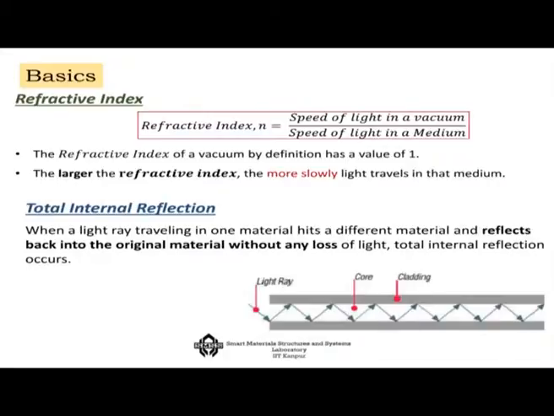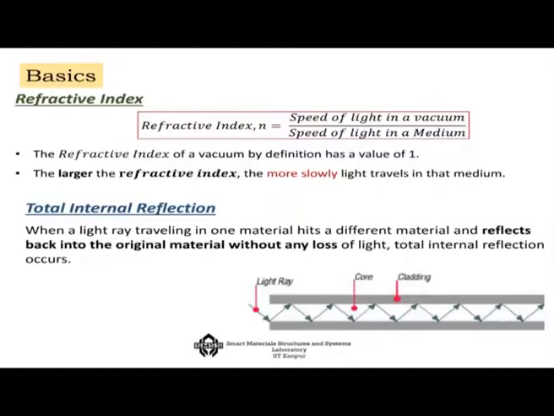Know how this cladding is able to contain the signal inside the core. To know that, we have to know a little bit of the basics of refractive index. In the last lecture also I told you that the refractive index n is defined as a ratio of the speed of light in a vacuum and the speed of light in a medium.